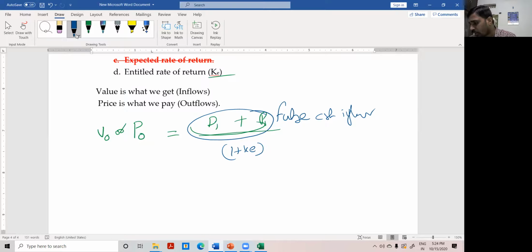I'll discuss KE separately while discussing this concept, why you are using that as the required rate of return. For each and every variable, I need a separate class. Don't expect everything in the same class, on the same day. Okay, so this is D1 plus P1 divided by 1 plus KE. So P0 is equal to D1 plus P1 divided by 1 plus KE. This is the formula.